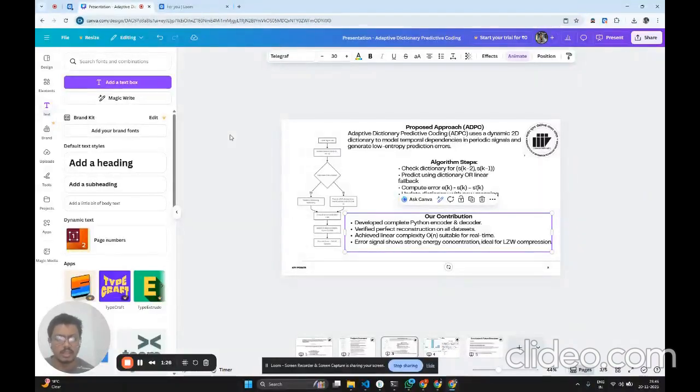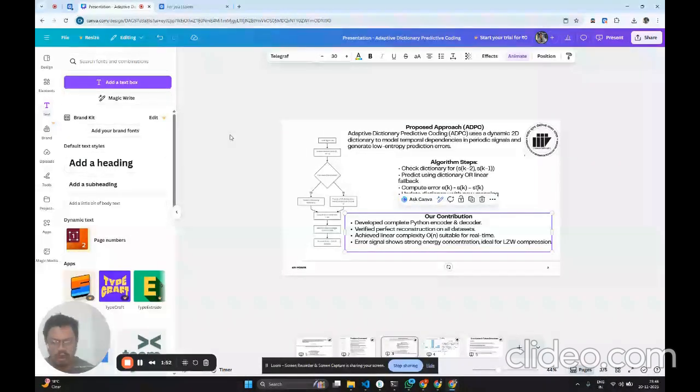Then I will talk about our contribution in this. Our contribution includes implementing the complete ADPC encoder and decoder in Python, achieving perfect lossless reconstruction, ensuring linear O(n) complexity, and demonstrating strong energy concentration in the error signal, which later helps LZW achieve high compression.